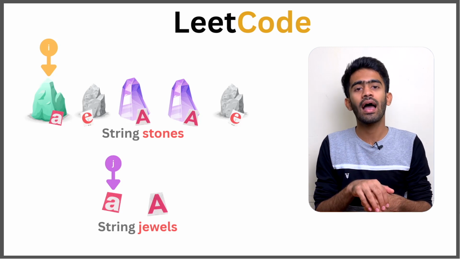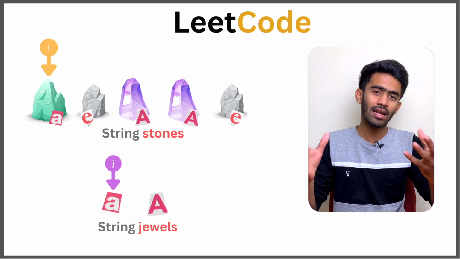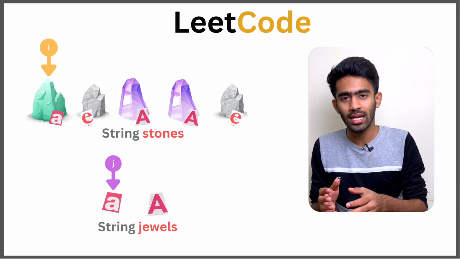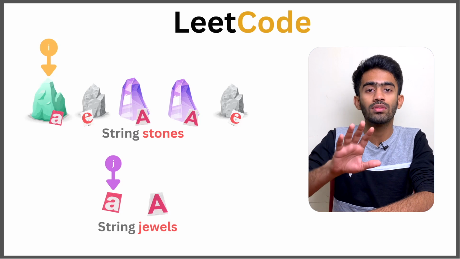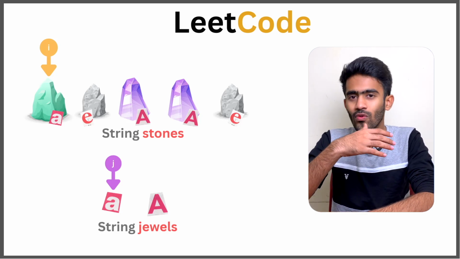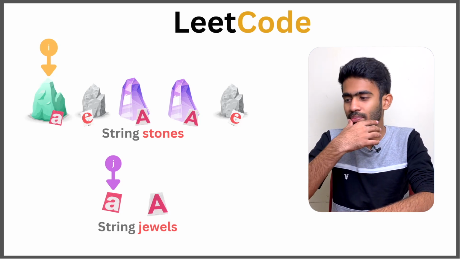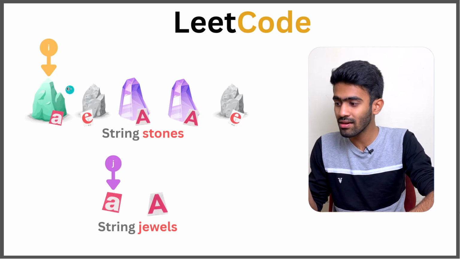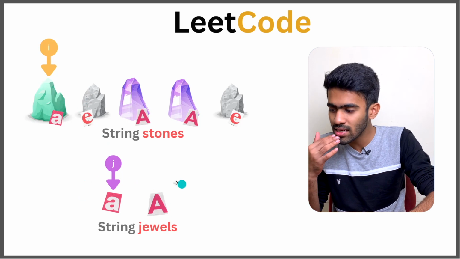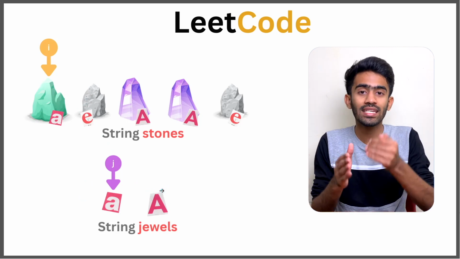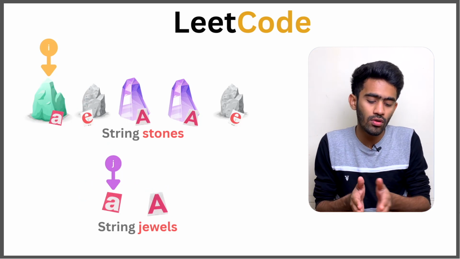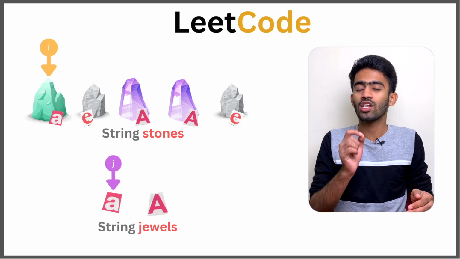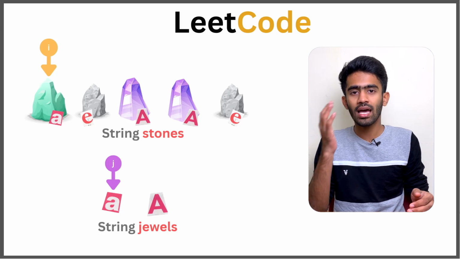There comes our hash set. Hash maps and hash sets are usually used in order to convert an n square approach into an n approach. So here we are going to use a hash set. Where does this hash set come in and how do we use it? Essentially, for each of these characters we are checking whether the character is present in jewels or not. To check that, we are taking a time complexity of order of n. In order to reduce that, we are using a hash set.